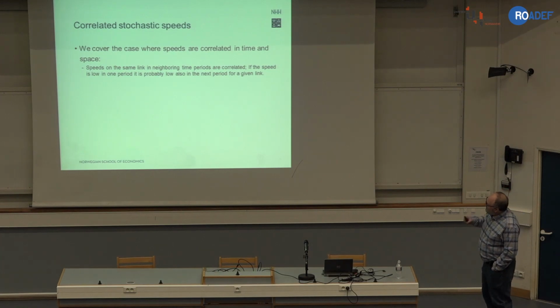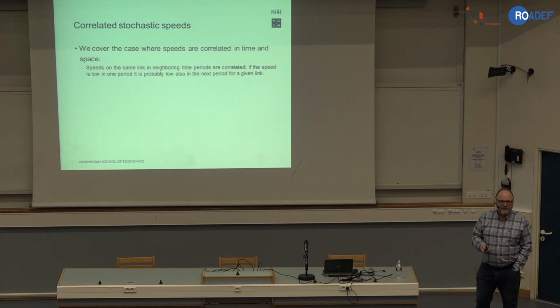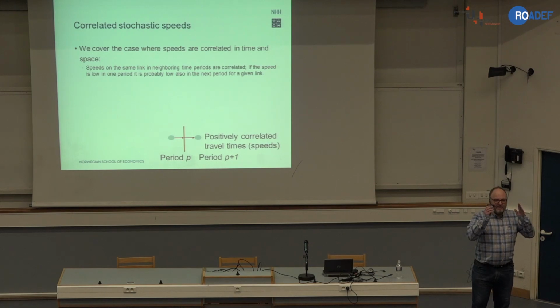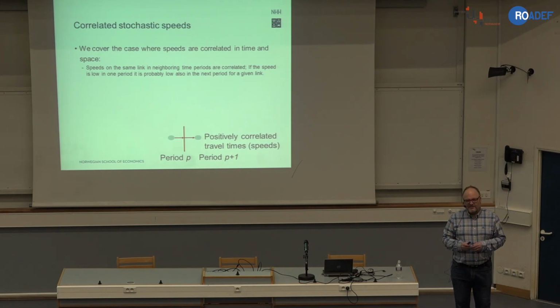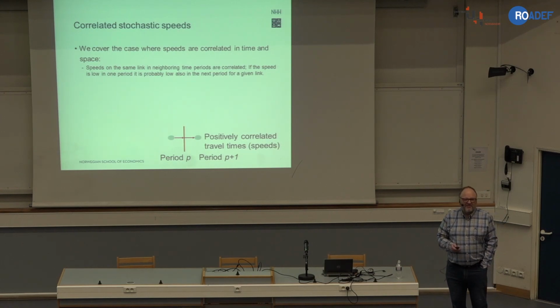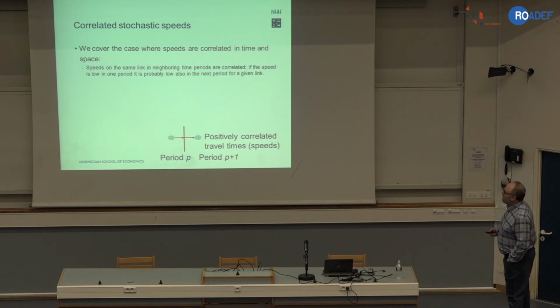So speeds on the same link in neighboring time periods are correlated. They are fairly strongly positively correlated, right? Especially if the time periods are short. If you have a very low speed on a link in one period, it's probably very low in the next. If it's high in one period, it's also probably very high in the next, although that one is, of course, more likely to change abruptly. But positive correlation is quite obvious, I think.